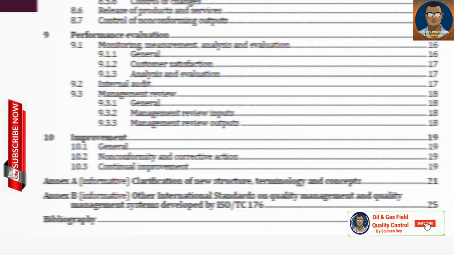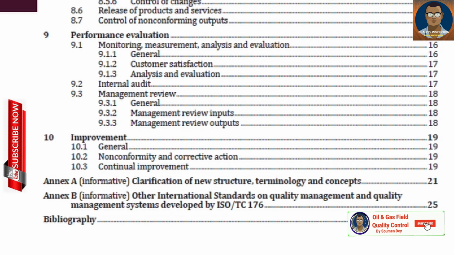Section 9 is for performance evaluation, which is basically the quality control job. Here the monitoring, measurement, analysis and evaluation of all the work done is monitored and measured, and a score will come showing how the organization is doing. Customer satisfaction feedback and analysis of the evaluation. In this section, the top management review, the auditing, and the quality management system are all discussed in section 9.